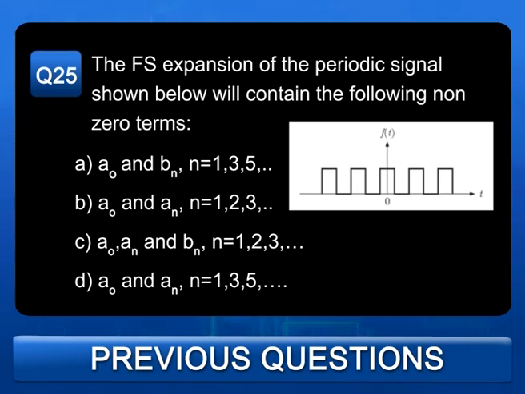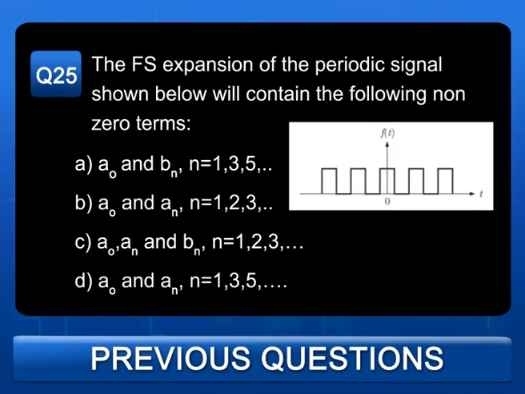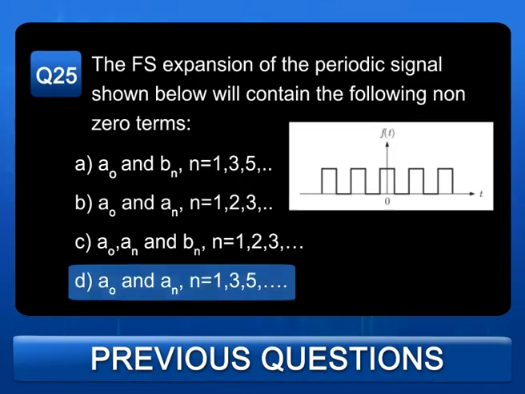Now the figure shown is an even signal, so A0 will exist. Because this is even, Bn will be 0, and An will take two kinds of values. The value of An will be 0 when n is even and An will be non-zero when n is odd. So taking this all into combination, the answer is D, where you have A0 and An terms which are existing for sure. So the answer is D.